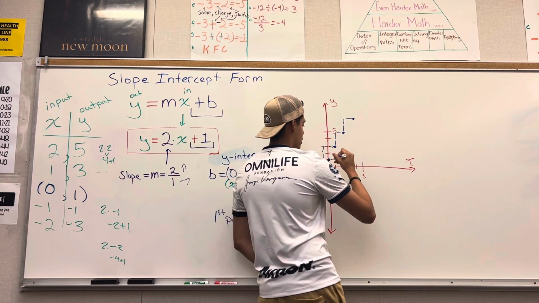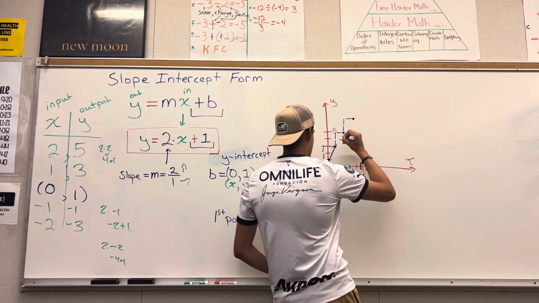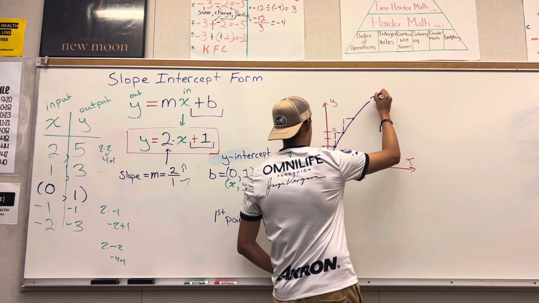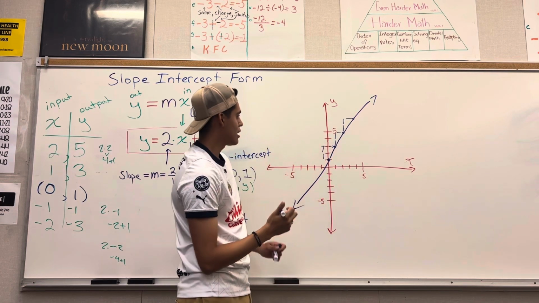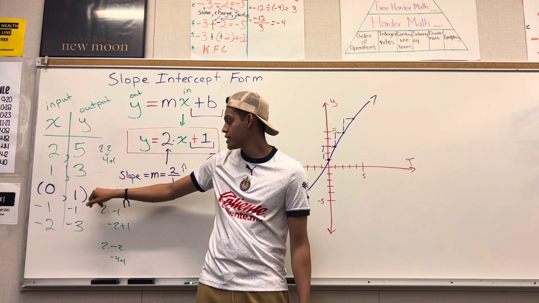Now you have these points, and now you can draw a line, a decent line right there. And now we see how it matches up to this T-chart that we made.